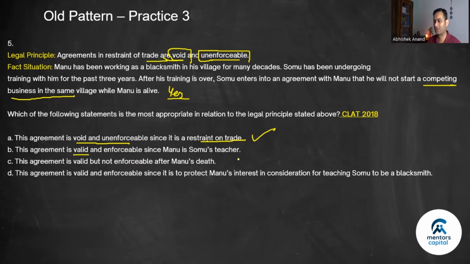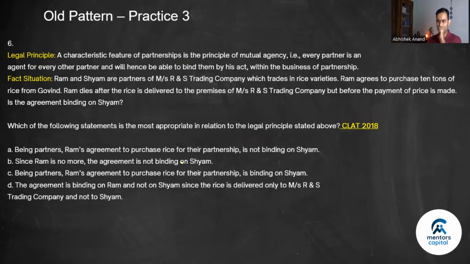The agreement is valid, no, outside the scope, because he is Somu's teacher, no. The agreement is valid, but not enforceable after, no, beyond the scope of the principle. The agreement is valid and enforceable, no, this is not. Anything in restraint of trade is void and unenforceable. Do not use your external knowledge of law, restrict to what the principle says. Number 6.